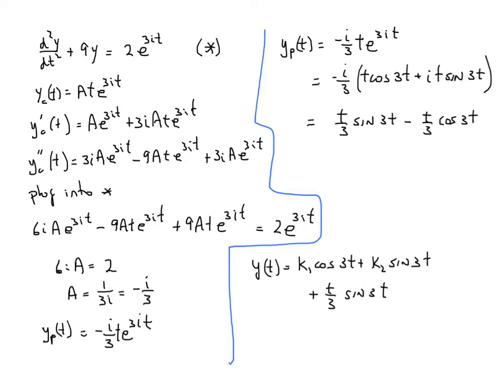So here's our non-homogeneous equation. Right-hand side, 2 times e to the 3it. We're now trying a t e to the 3it. This derivative will require a product rule. The derivative of the first is just this times the second. Now this term has no product rule.